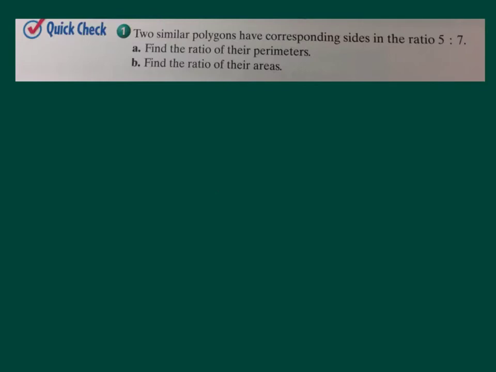Quick check number 1 says two similar polygons have corresponding sides in a ratio of 5 to 7. What's the ratio of their perimeters? And then what's the ratio of their areas? Please pause the video while you try to figure this out. Hopefully you will agree the ratio of their perimeters is also going to be 5 to 7, and the ratio of their areas would be 25 to 49, A squared to B squared.